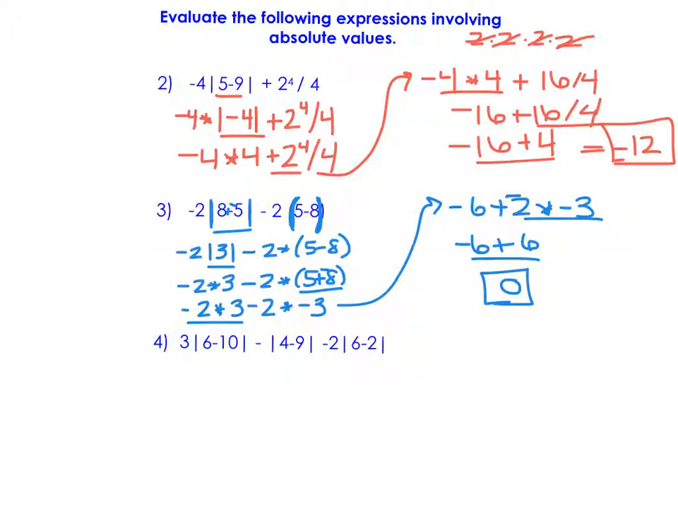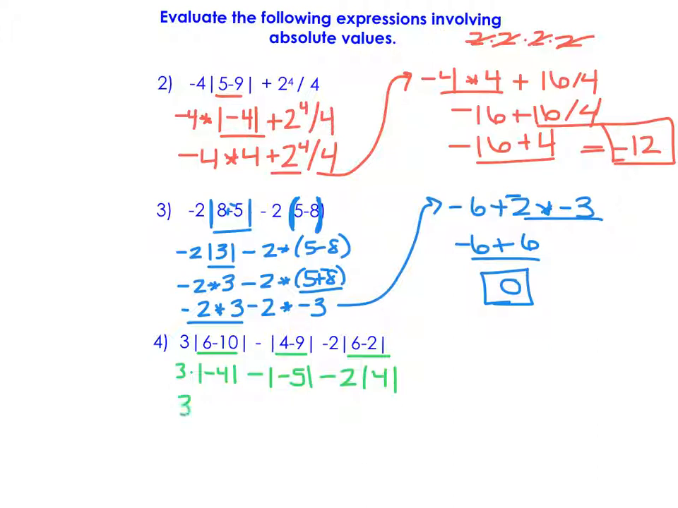All right, last one. We see a variety of absolute values in there, and we're going to start by evaluating those absolute values first. So we start here. We have 3 times the absolute value of 6 minus 10 is negative 4, minus the absolute value of 4 minus 9, which is negative 5, minus 2 times the absolute value of 6 minus 2 is 4. So now we've simplified inside of our absolute values, and now we're going to actually evaluate each absolute value.